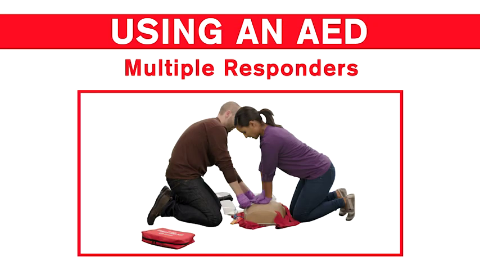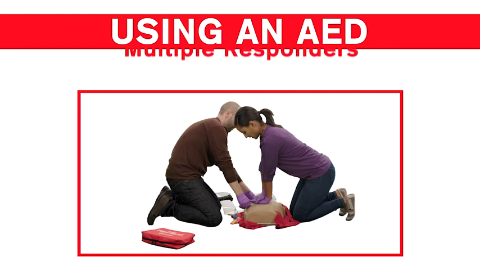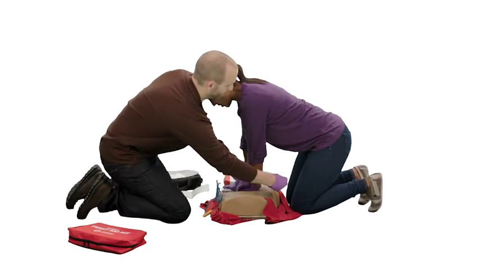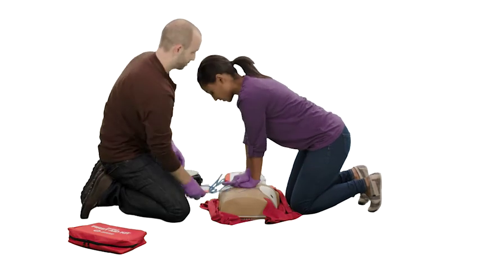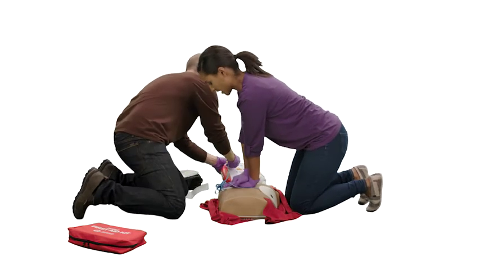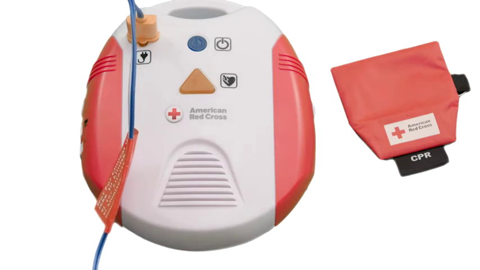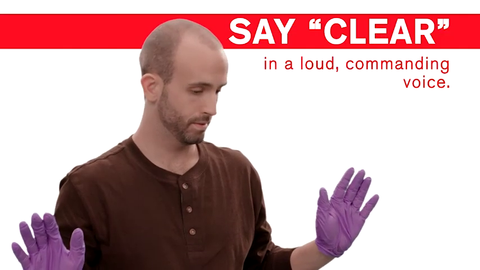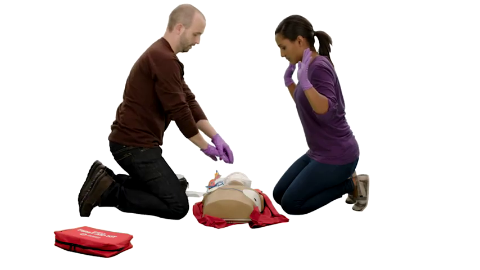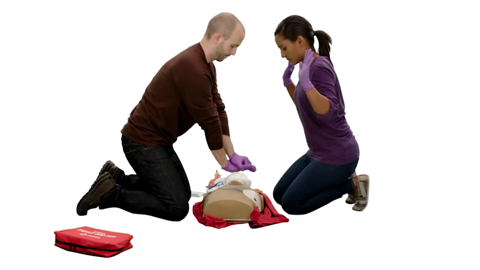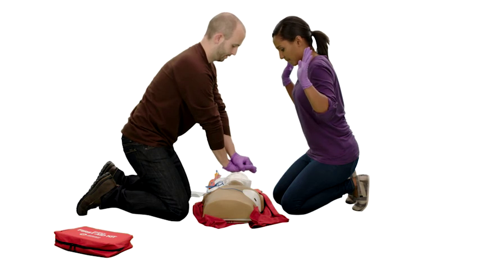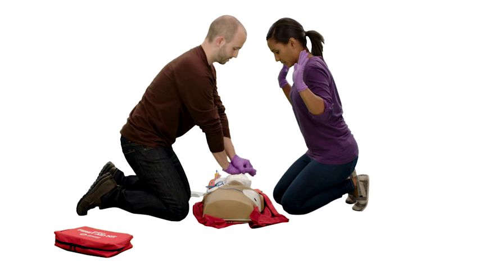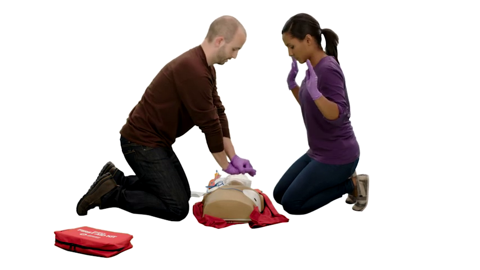If there are 2 or more responders, the steps will be slightly different. Responder 1 will continue CPR, while Responder 2 sets up the AED. When the AED prompts, analyzing heart rhythm, Responder 2 says, "Clear." Then the responders switch roles. Responder 1 will now operate the AED, and Responder 2 will now provide CPR. The responders should switch roles in this manner each time the AED analyzes the heart rhythm.